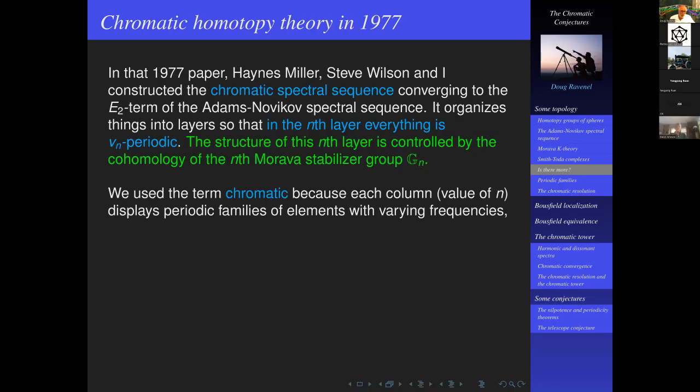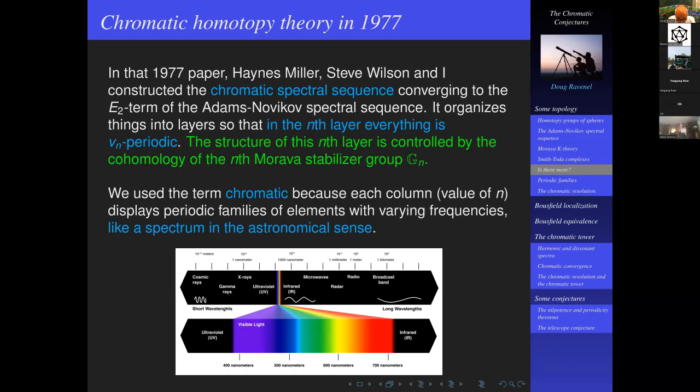Now, we use the term chromatic because in each column of this spectral sequence, each value of n, it displays periodic families with varying frequencies. This breaks up the homotopy groups of spheres into these periodic families, and it's sort of like a spectrum in the astronomical sense of the term.